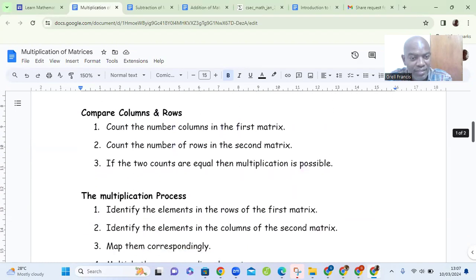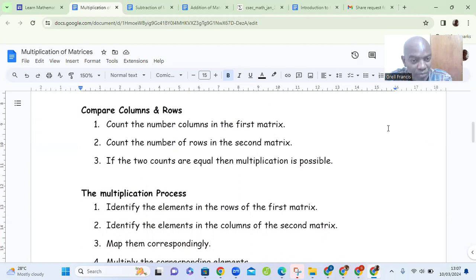You can also compare the columns and the rows. The first method looks at the elements in them, but now we're looking at the columns and the rows themselves. You count the number of columns in the first matrix and the number of rows in the second matrix. If the two counts are equal, then multiplication is possible. So for the second method, you count the columns and the rows.